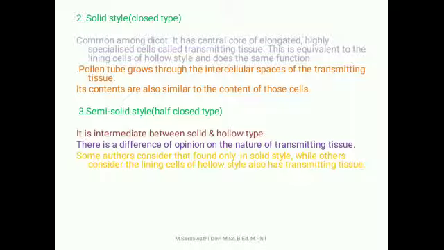Second one, solid style or closed type. It is commonly seen in dicot plants. In the center core, elongated and highly specialized cells called transmitting tissue are present. This tissue is equivalent to the lining cells of the hollow style and does the same function. The pollen tube grows through the intercellular space of the transmitting tissue, which also contains content similar to those cells.